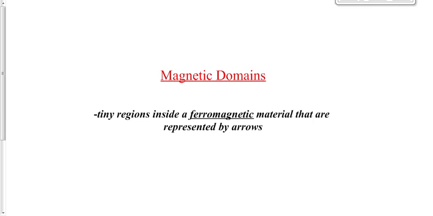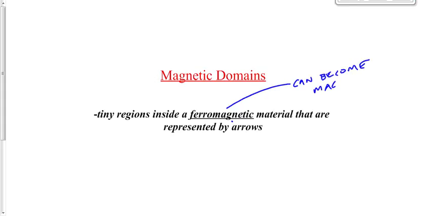First thing we're going to do to talk about magnetism is define a new term called the magnetic domain. A domain is a tiny little region, a microscopic region inside a ferromagnetic material, we'll talk about that in a second, that is represented by arrows. What's a ferromagnetic material? A ferromagnetic material is a material that has the potential to become magnetized. It's not magnetized right now, but it can become magnetized.